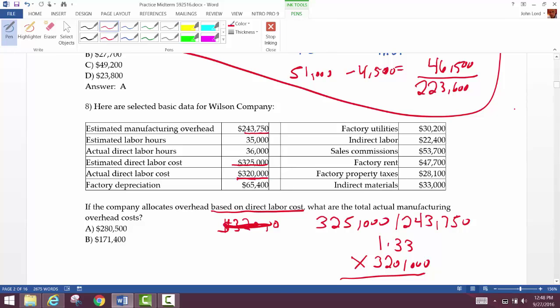I put the estimated overhead in the numerator, right? Isn't that how we do it? And we divide it by the driver, which is my direct labor cost. I got confused there because usually the bigger number is in the numerator, but it's the estimated overhead in the numerator. The denominator is the driver, which is direct labor dollars. What's that give us? 75%?